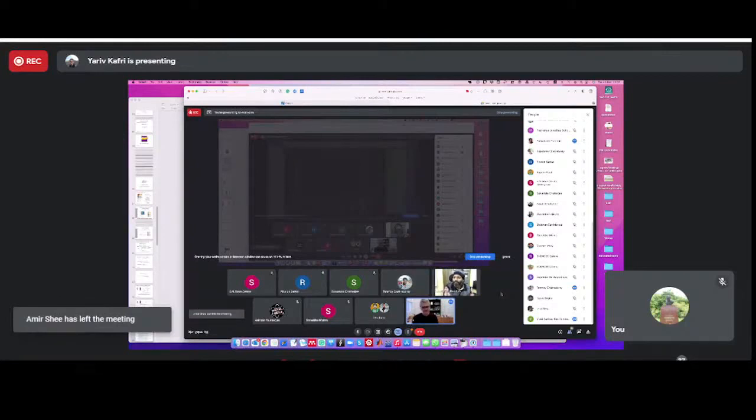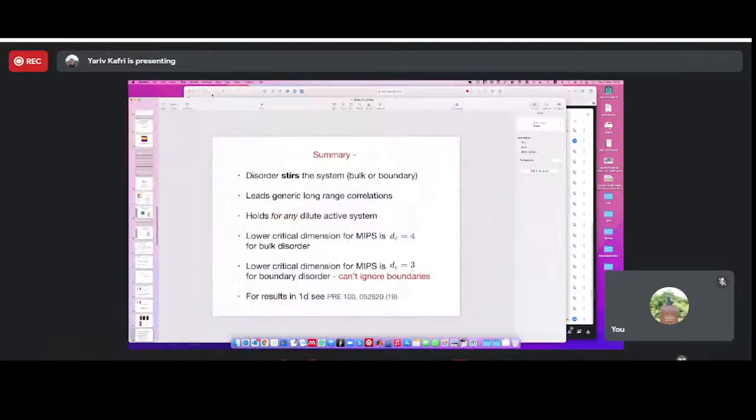Sir, can you go to the conclusion slide? To which one? Sir, conclusion. Yes, summary, sir. Sir, what is the meaning of the lower critical dimension for MIPS, d_c equal to 3?